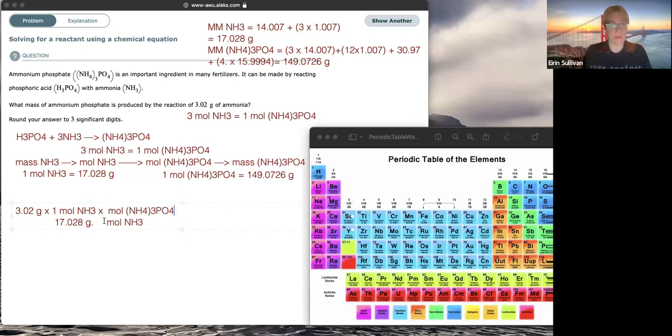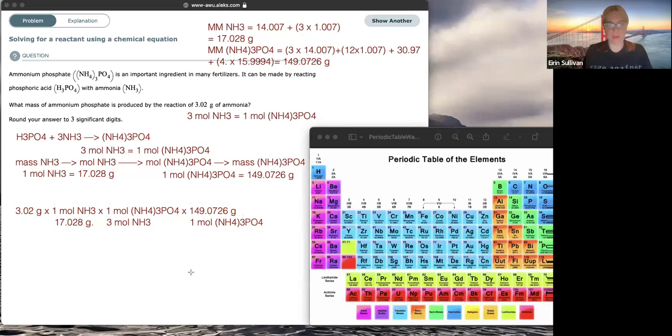And then I look at my equivalency and I see it's 3 moles of ammonia to every 1 mole of ammonium phosphate. So moles of ammonia will cancel out. I'm here. I've got moles of ammonium phosphate. The last thing I need to do is use the molar mass to get from moles to mass in grams. So the mass in grams is going to go on top, 149.0726 grams probably. 1 mole goes on the bottom.